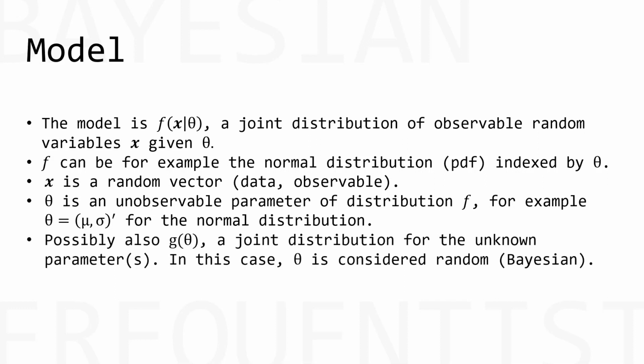And we also possibly have a function g of theta, which is a joint distribution for the unknown parameters. In this case, theta would be considered random. So in this case, we are dealing with Bayesian statistics.